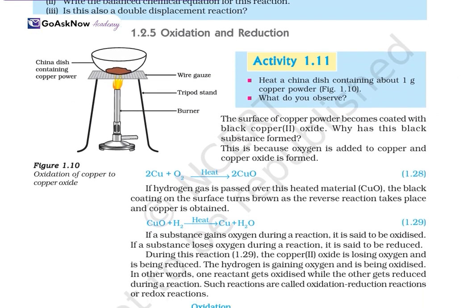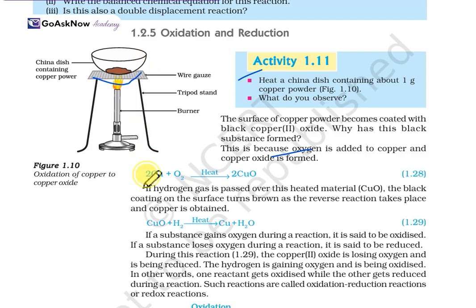Okay, now oxidation and reduction. What actually is it? Firstly, again, we'll start with the activity. Heat a china dish containing 1 gram of copper powder, and what you will observe is that the surface of the copper powder becomes coated with black copper oxide. Why is this black? This is because oxygen is added to the copper and copper oxide is formed.